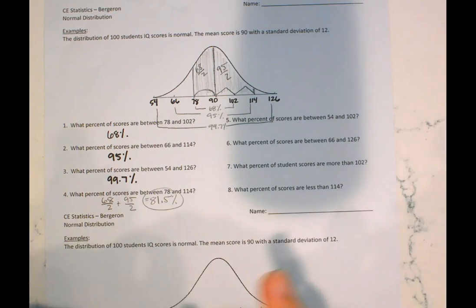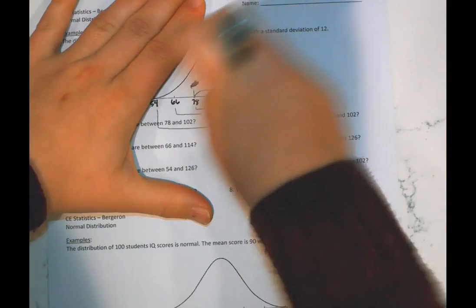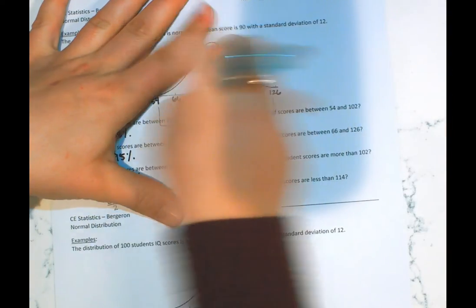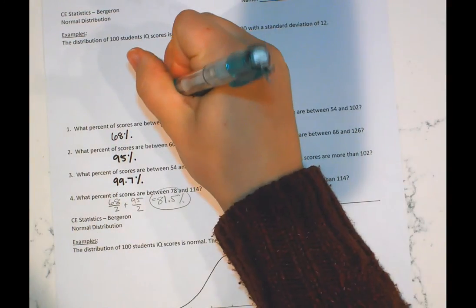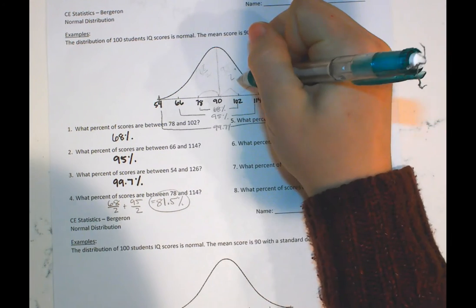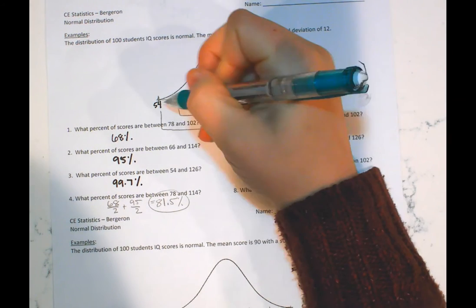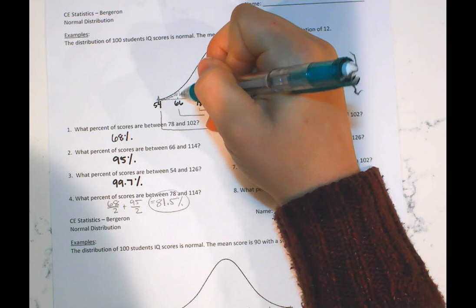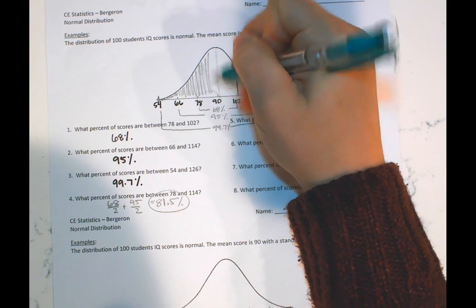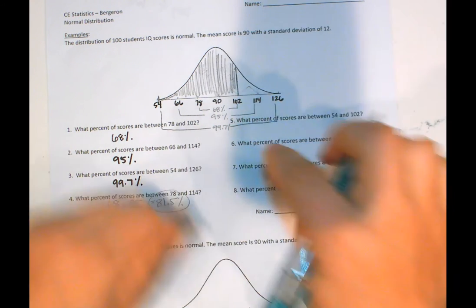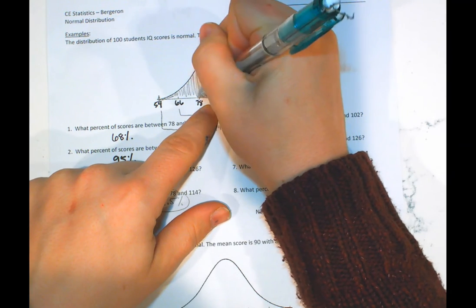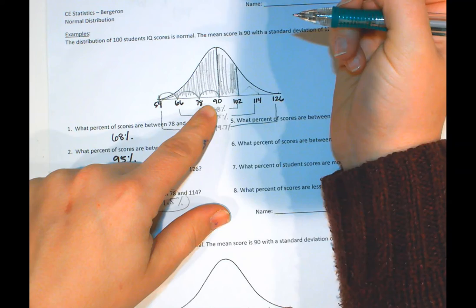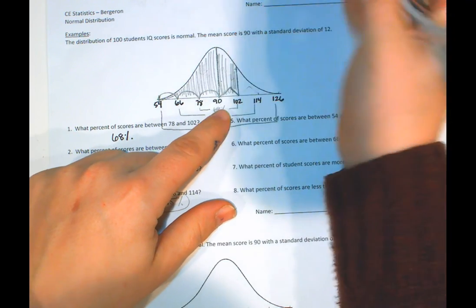Okay, so then let's look at the next one. And I'm going to erase this so I can hopefully have a fresh start. So the next one says, what are the scores between 54, so that's here, and 102? So I want to know this area here. Again, I'm not equal on both sides. On this side, if we cut it off at the mean, I'm 3 standard deviations over. On this side, I'm only 1 standard deviation over.